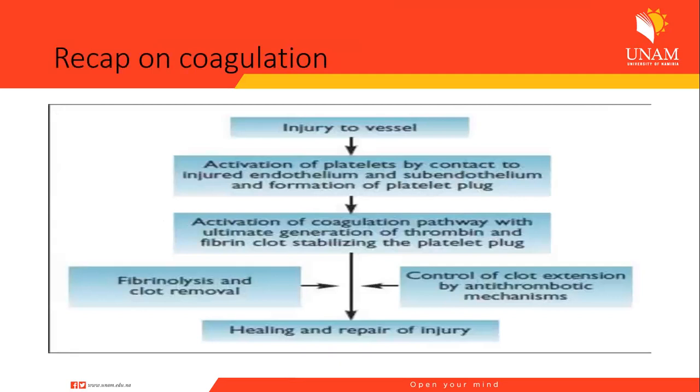Just a little recap on coagulation. It starts with injury to a blood vessel, which leads to activation of platelets by contact with the injured endothelium and subsequent formation of a platelet plug. Now, this leads to activation of the coagulation pathway with ultimate generation of thrombin and fibrin clots, which attempt to stabilize the platelet plug that has been formed.